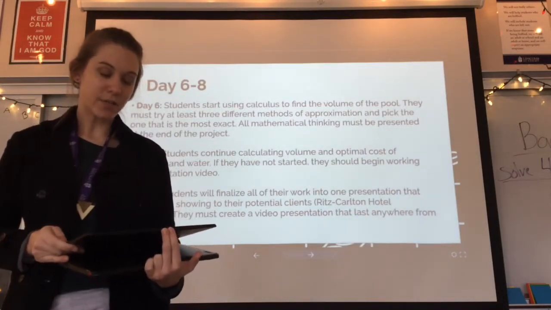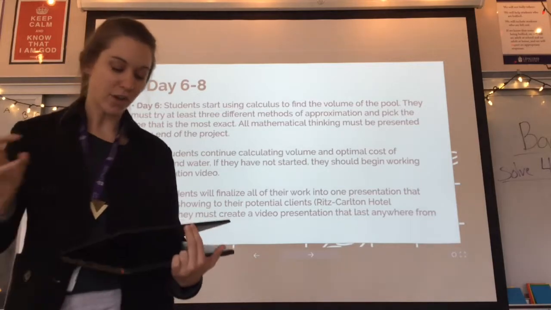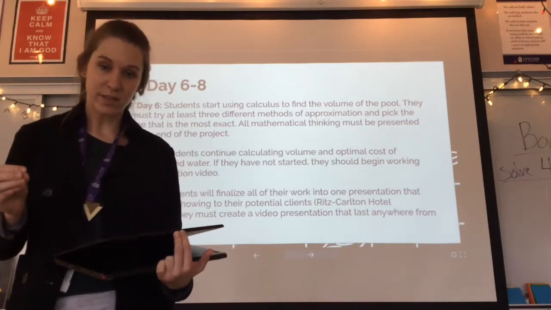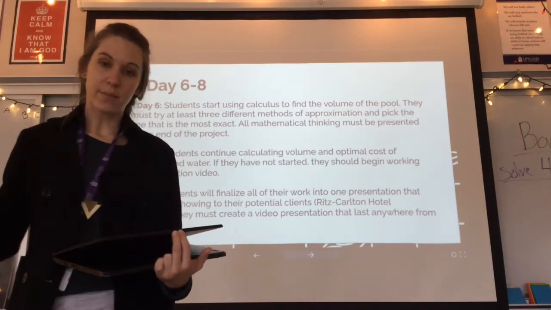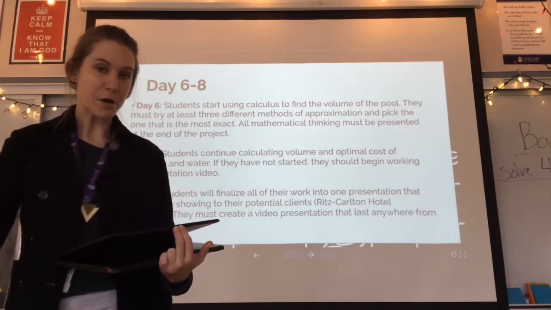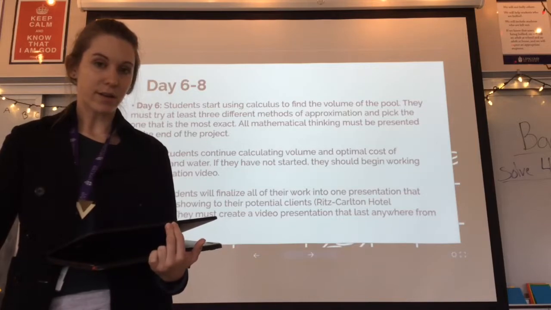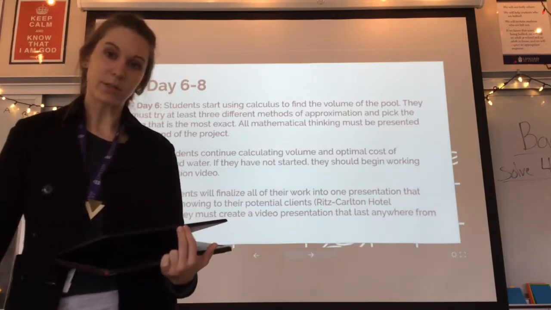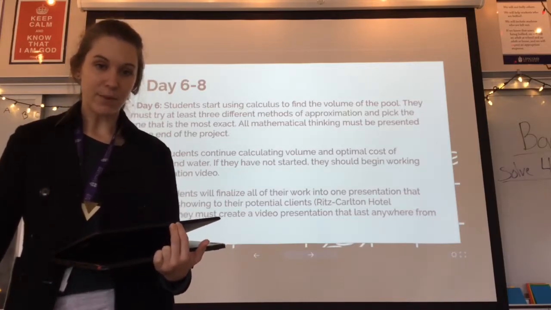So the next week, days 6 through 8, they're going to have to finish finding the volume of the pool, and try at least 3 different methods of approximation to see what types of numbers they get, if they're close, if they're off, if they're all pretty similar. Are they doing the calculus right? Are they doing it wrong? We want to make sure that they've done it a couple of different ways to make sure that they're getting the same number each time.